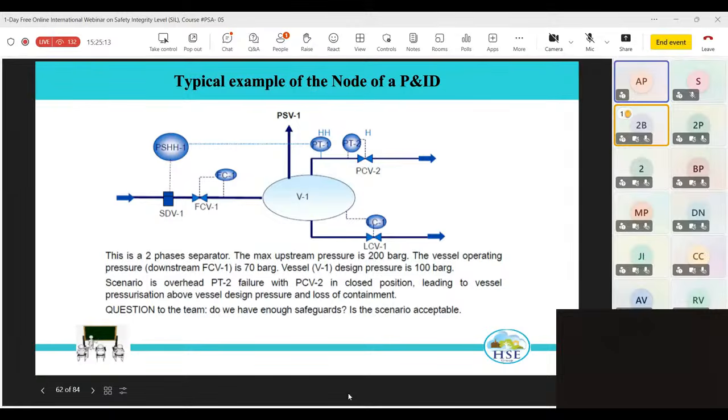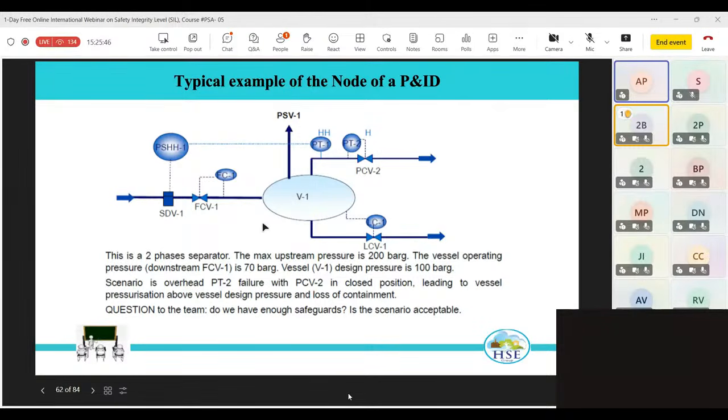So if it is let out in an open atmosphere, then actually we are creating more hazard by letting out the contents of the vessel. And the best way to protect against this scenario could be to see if PSHH1 can trip the SDV and stop fluid coming into the vessel, thereby stopping the pressurization altogether. Okay.